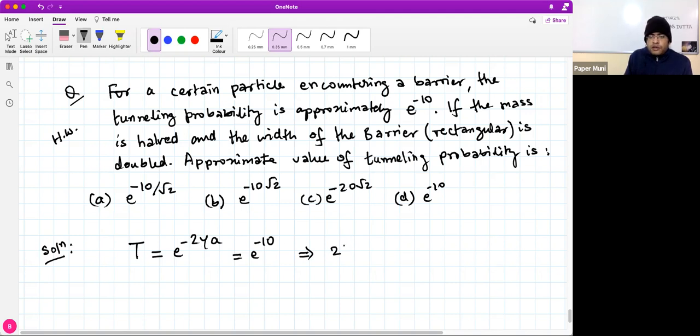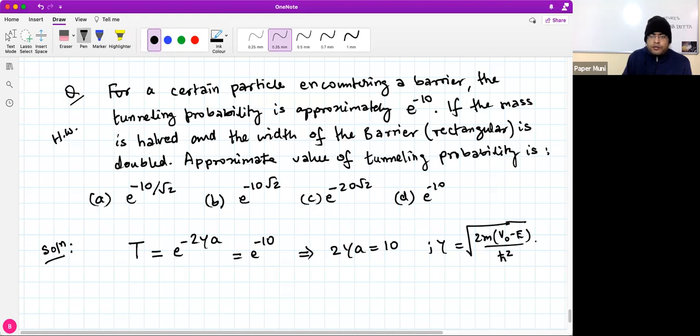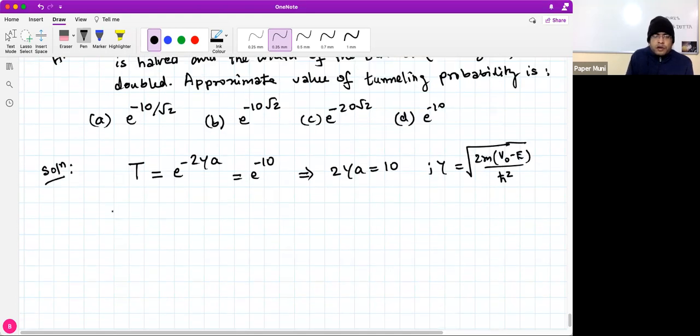Now in this case, if you compare the powers, we have 2 gamma a equal to 10, and we know that gamma is equal to root of 2m times V naught minus E, divided by h cut square. Now in this case, let's talk about the new gamma.